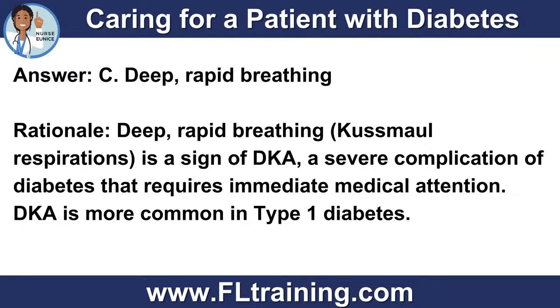So for this one, write it down. Whenever someone has DKA, it starts affecting their breathing. So the correct response is going to be C. They're going to have deep, rapid breathing, which is referred to as Kussmaul respirations. It's a severe complication of diabetes that requires immediate medical attention. And then DKA is more common in type 1 diabetics than type 2.